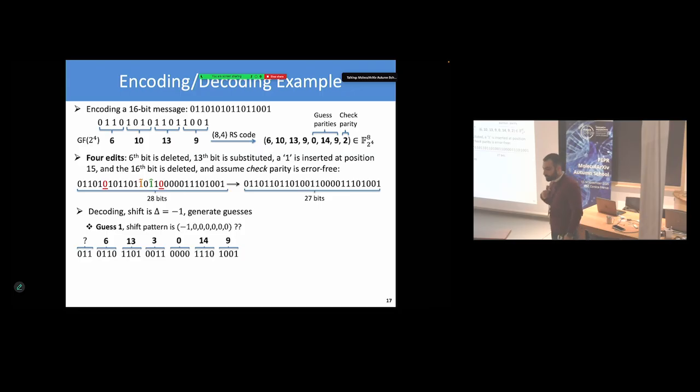Yes? So here we're using the 7 blocks, which are the initial information plus the guess parities? Okay. Yeah, that's a good point. I'm omitting the check parity for now.